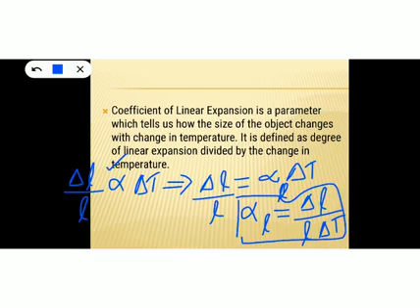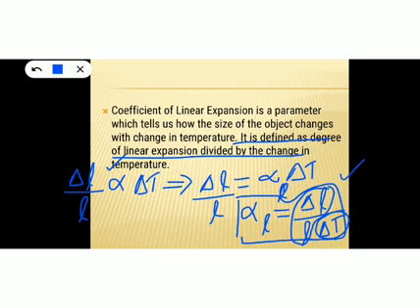And what is the coefficient of linear expansion? The coefficient of linear expansion is the degree of linear expansion divided by change in temperature. So, when you look at this ratio, delta L by L is the degree of linear expansion, and this divided by delta T gives the coefficient of linear expansion. That is the definition for linear expansion. It is defined as the degree of linear expansion divided by change in temperature.